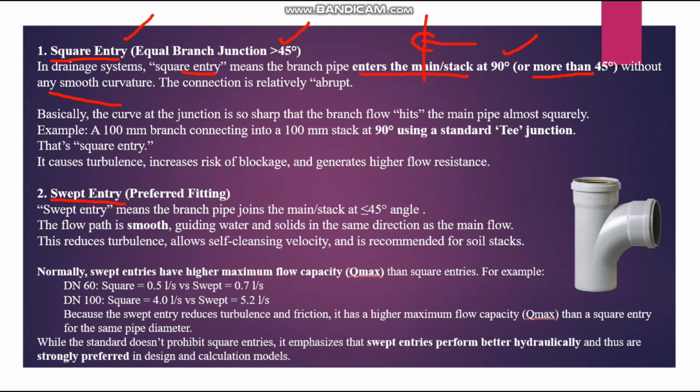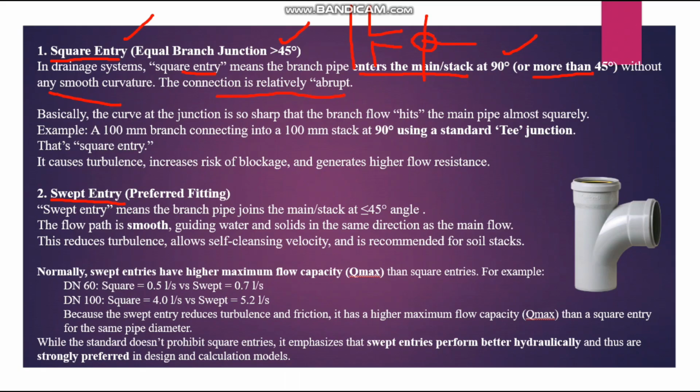If you see this one, you can see the equal T. For example, you have one equal T, which normally we use for chilled water, firefighting, plumbing, different applications. We have the square equal T. Because of this, an abrupt connection will be there, like a direct hitting of the flow into the stack pipe.